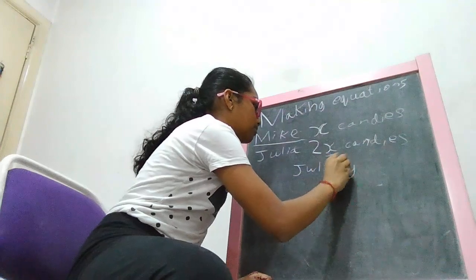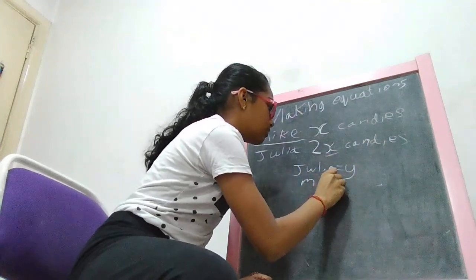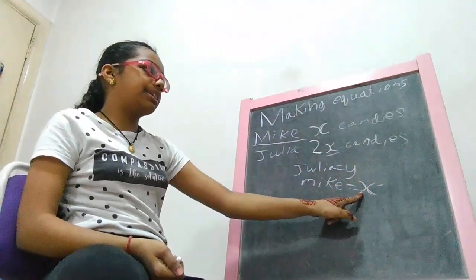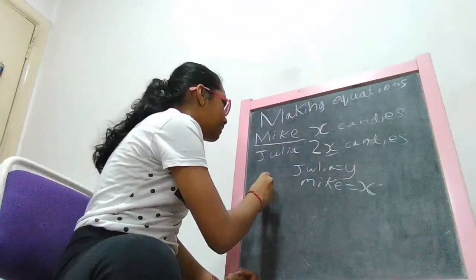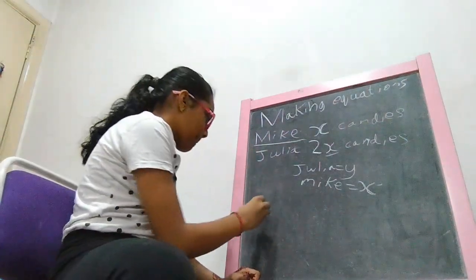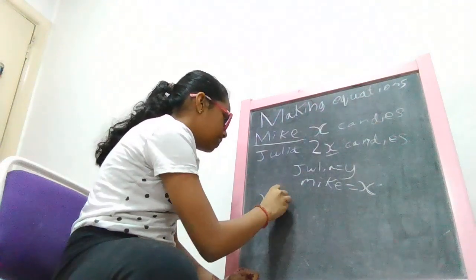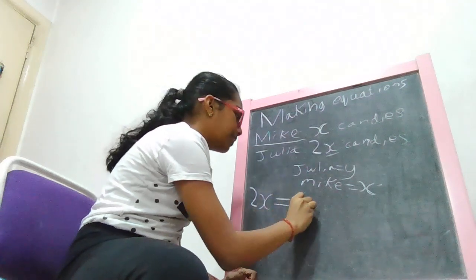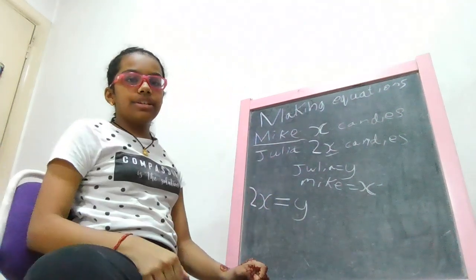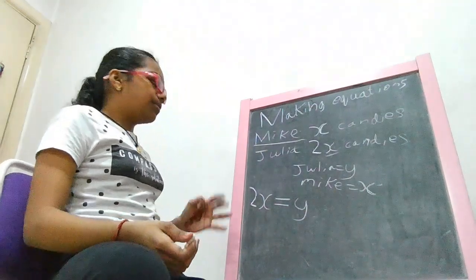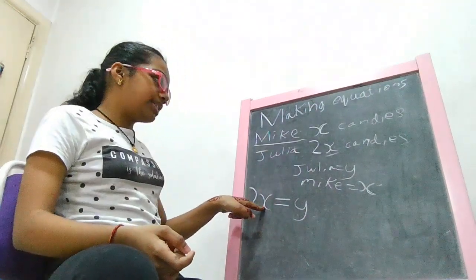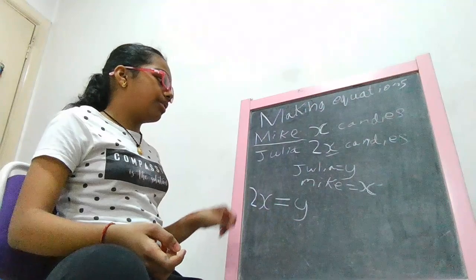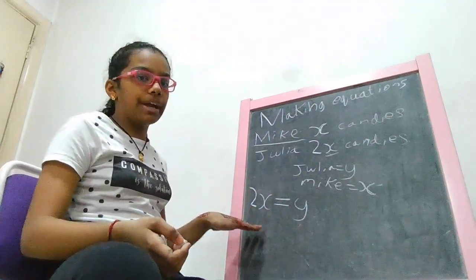Julia. Mike. X. Okay? Julia's candies are y, Mike's candies are x. Okay? So now we can write the equation like this. x times 2, which means 2x is equal to y. Okay? Look at how simple that was. So this tells us that Mike's candies, which is x, times 2 is y, meaning Julia has double Mike's candies.